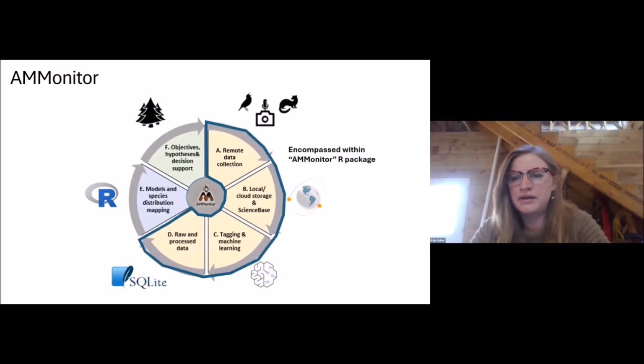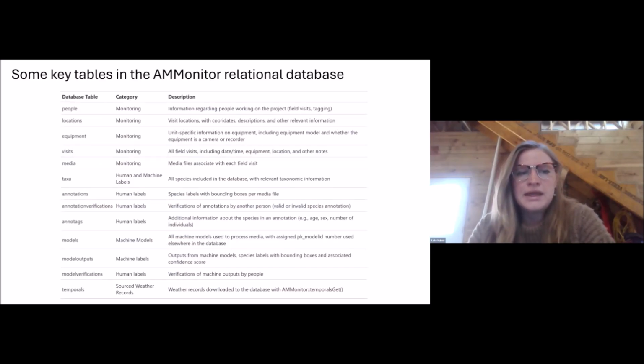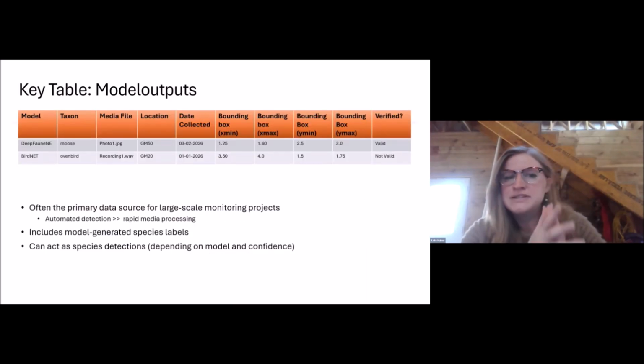And all of the yellow here is what's encompassed in the AMMonitor R package that is already released that you can all access now. But currently, modeling and decision support is manual and individually coded. And Kayley introduced us to the idea of the tables in our relational database, and there's many. This is just some. A key table is the model outputs table.